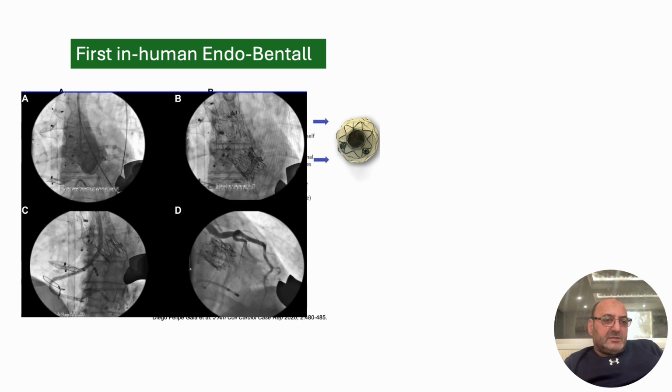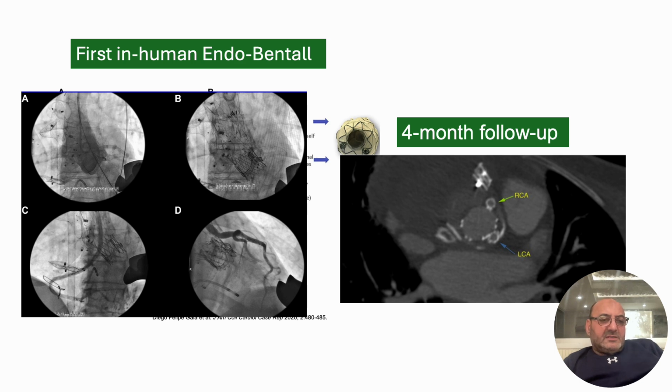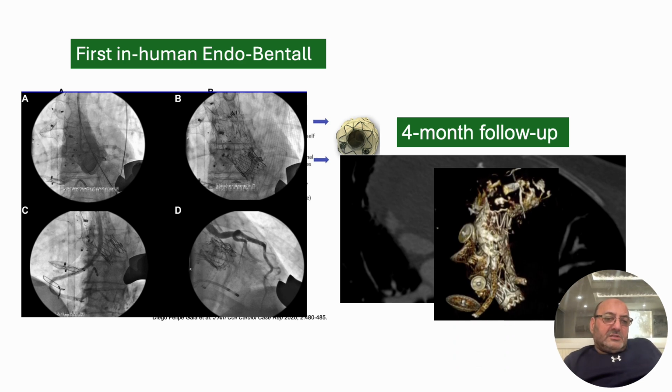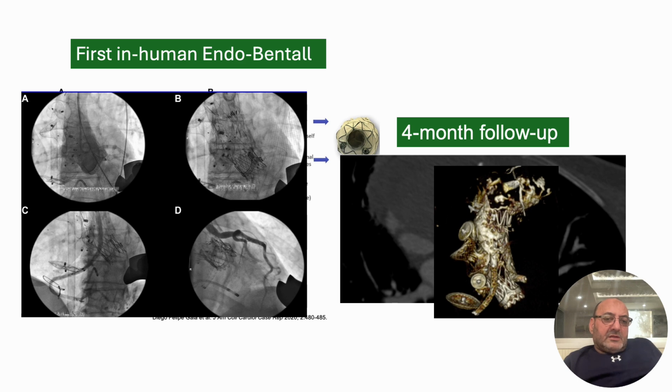So they deployed the branch, then they cannulated the coronary arteries from the branch, exactly like you would do for a thoracoabdominal. They successfully completed the procedure, and then 4 months later, you see the branches or the coronary stents are wide open, and I think they used Fluency stents in this procedure. And this is a 3D reconstruction 4 months later. So that was the first-in-man endo-Bentall procedure that was done and was successful.